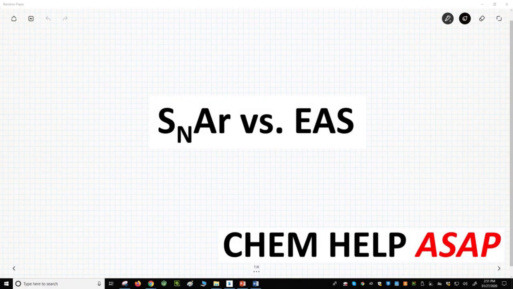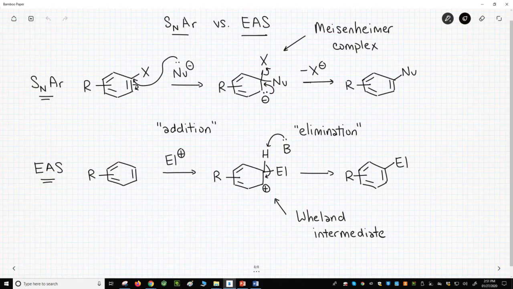Let's contrast the SNAr, or nucleophilic aromatic substitution, with the electrophilic aromatic substitution. On top we have a model nucleophilic aromatic substitution. On the bottom is an electrophilic aromatic substitution. These are reactions with full mechanisms. Both are substitution reactions on sp2 hybridized carbons.